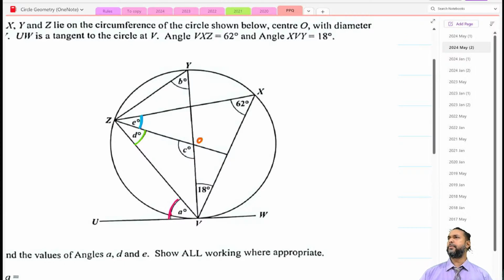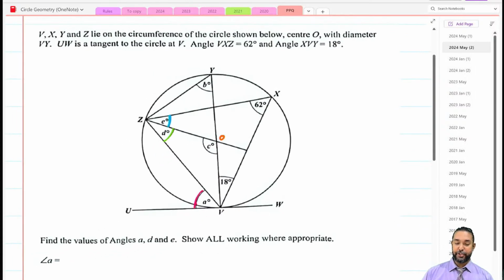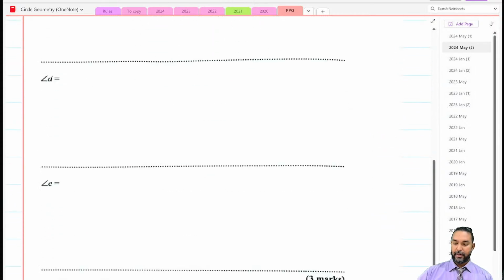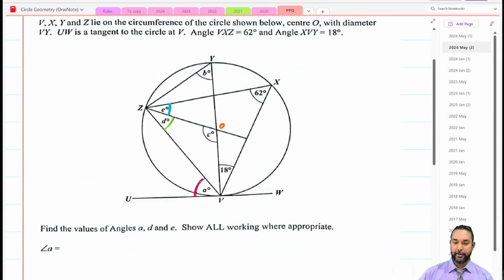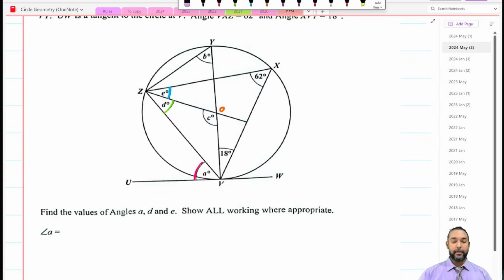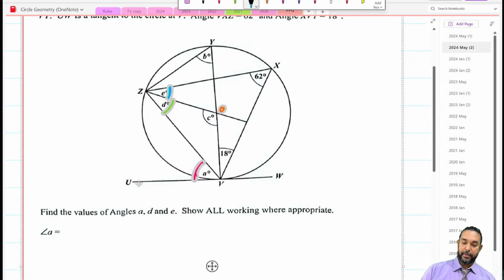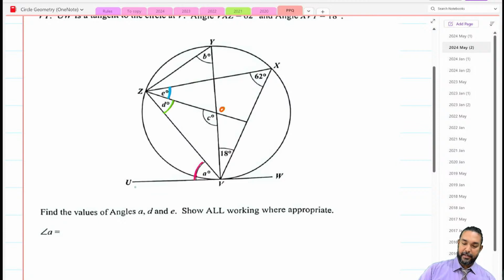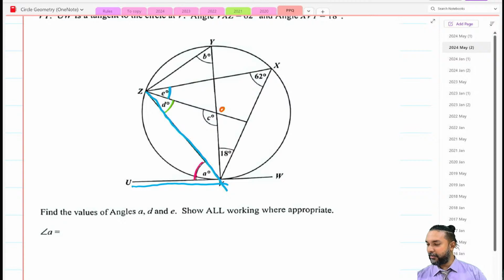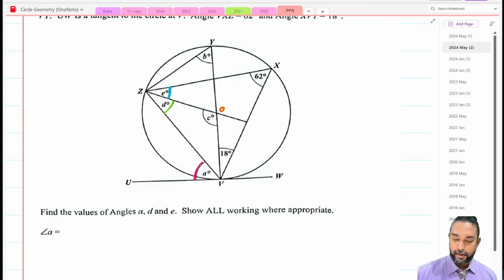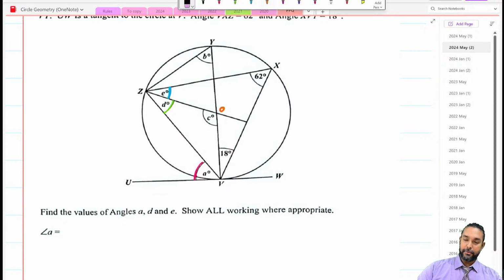Right, but we already solved for angle A earlier, didn't we? Yeah. Angle A is 62. Now it says show all working where appropriate. And this is 3 marks, so it's 1 mark each, right? Angle A is between a tangent and a chord. All right, but what's the rule there? The angle between tangent and chord is equal to the angle in the alternate segment. Right, so on the opposite side of the triangle there, which would be which angle? 62.